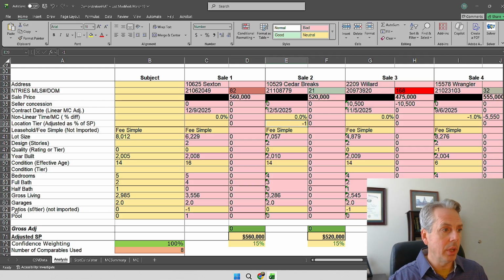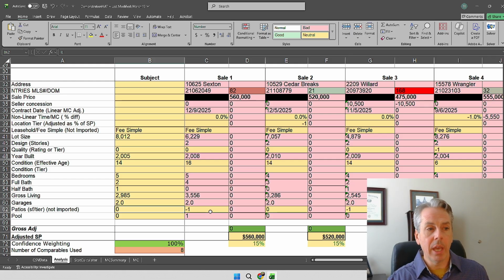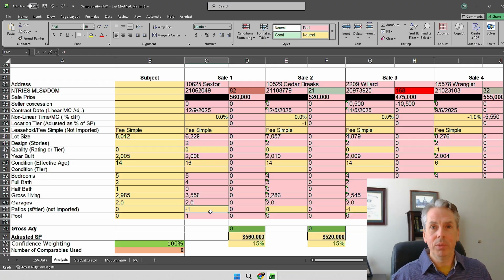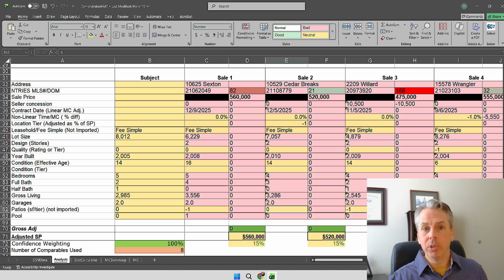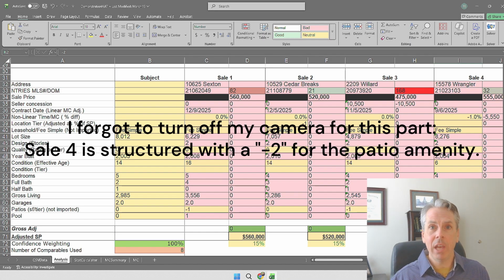So if we look down at patios, the subject again is the reference point at 0. But the reference point here was an oversized covered patio. Sale 1 has more of a standard, smaller covered patio, so it's inferior. Sale 2 has a very similar extended covered patio. It's 0. Sale 4 just has an open patio. It doesn't even have a covered patio. So it is an additional tier inferior, and I'm structuring that as a -2.